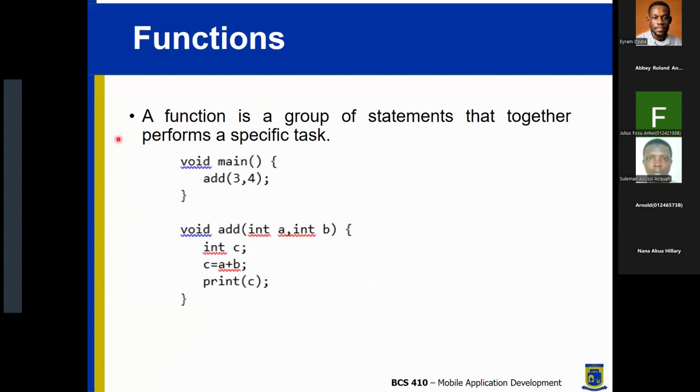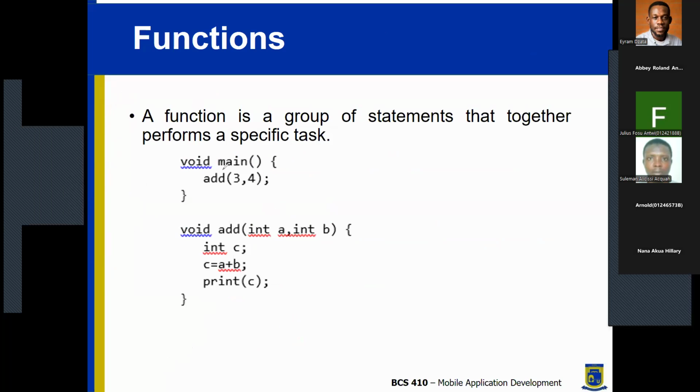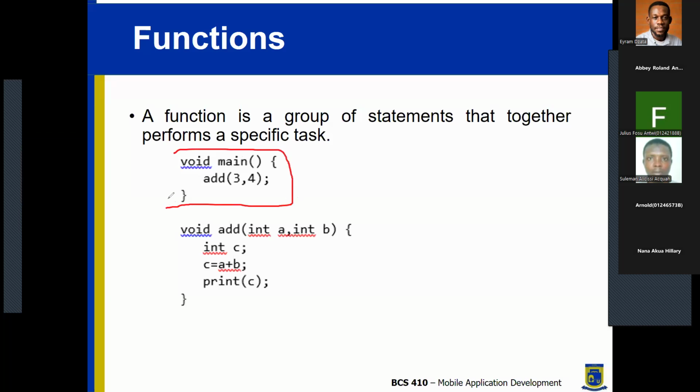Then we have functions, or methods, or behaviors, or operations, or procedures. A function is a group of statements that together perform a specific task. In that programming language, if you want to write a function, you specify, this is the main function, void main. Now, if you want to introduce a user-defined function, this is a user-defined function. This function is supposed to add two numbers.